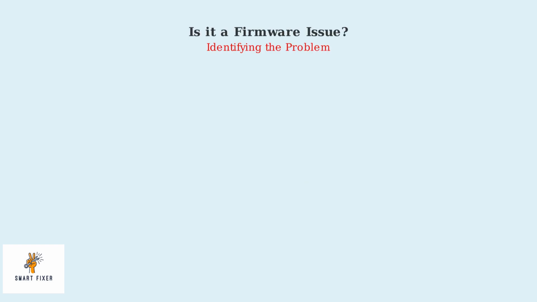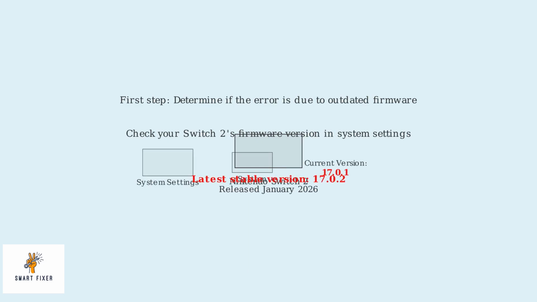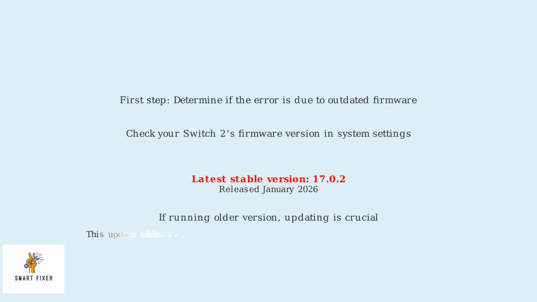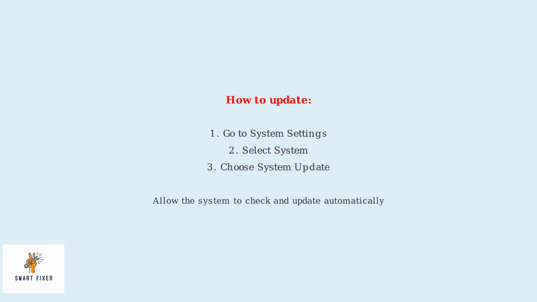The first step is to determine if the error is due to outdated firmware. Check your Switch 2's firmware version in the system settings. The latest stable version is 17.2, released in January 2026. If you're running an older version, updating is crucial. This update specifically addressed 85% of login failures by optimizing authentication protocols. Go to System Settings, then System Update. Allow the system to check and update.